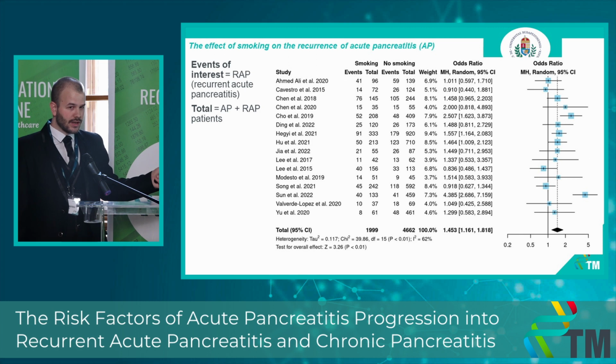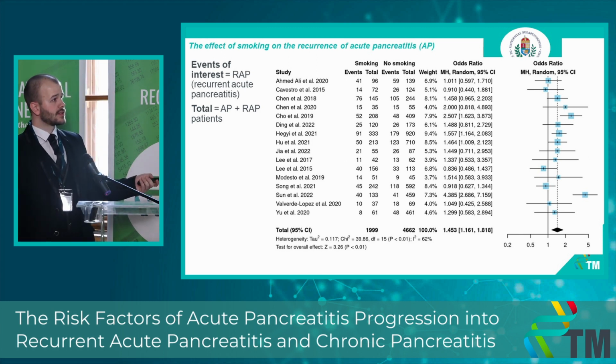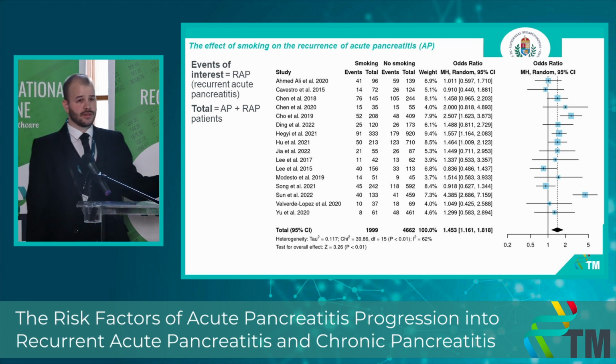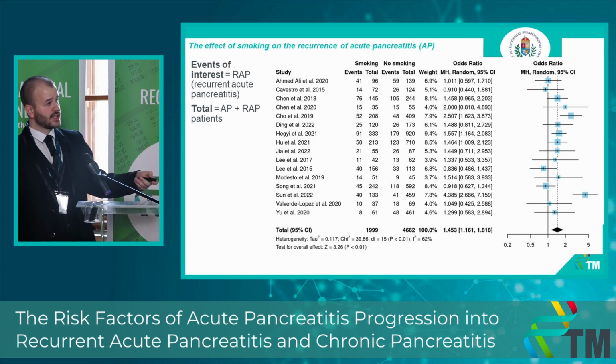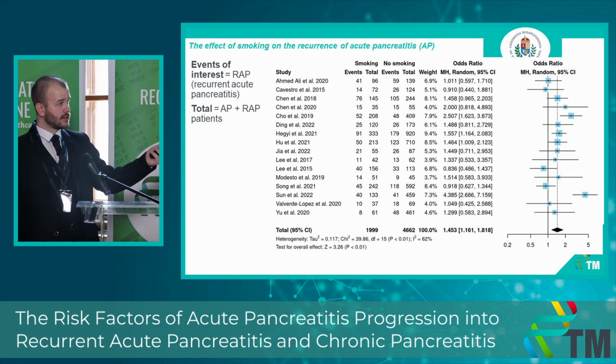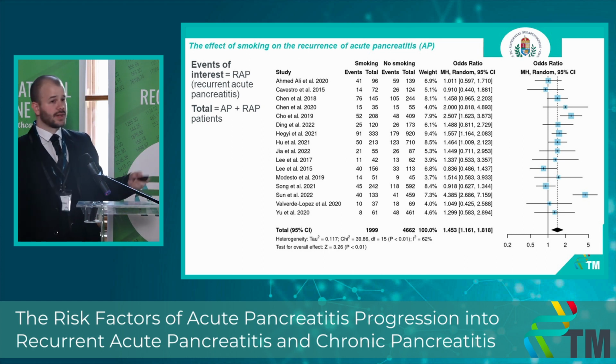This is our third result. Here we investigated the effect of smoking on the recurrence rate of acute pancreatitis. 60 retrospective and prospective cohort studies were included in the analysis. The exposure group consists of patients with smoking history. The comparison group consists of patients without smoking history. The pooled odds ratio here is 1.45, also statistically significant, and this result means that patients with smoking history have a 45% higher risk of developing RAP compared to patients without smoking history.